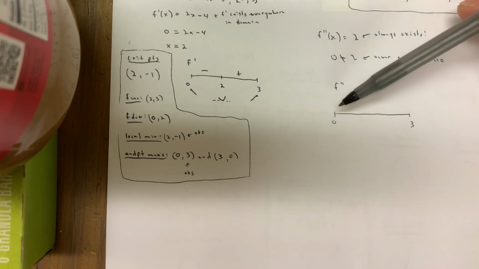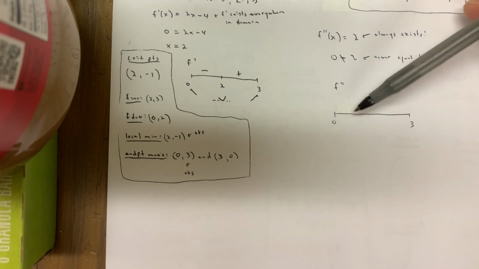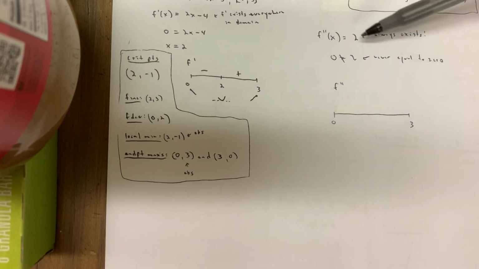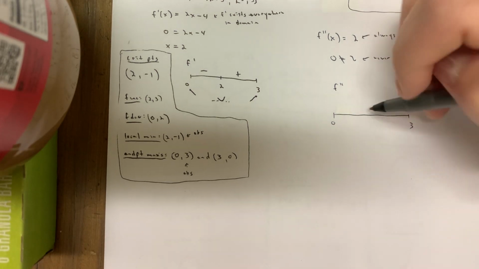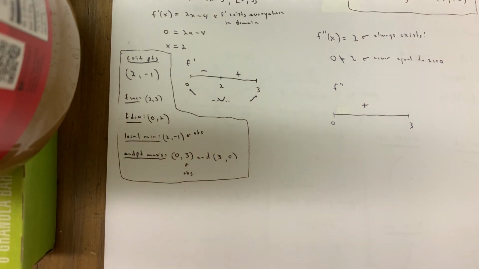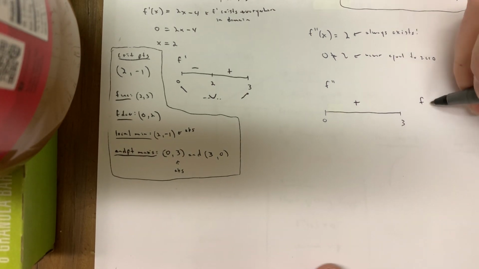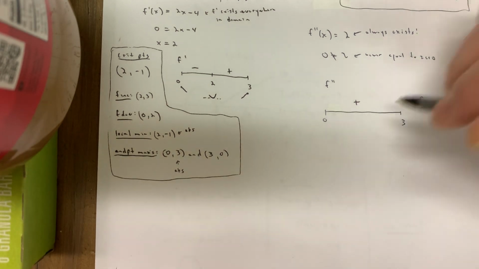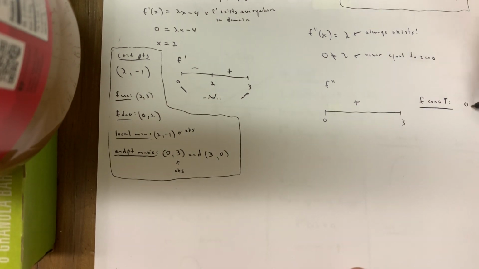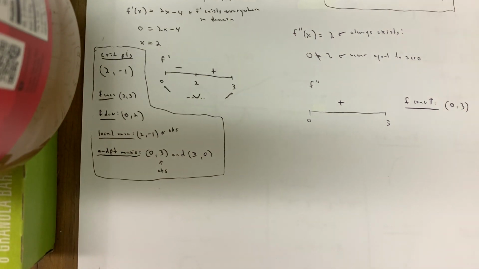So you could really plug any number between 0 and 3 into f double prime. I don't care what you plug in. It's always positive 2. You always get a positive back, which means that this function f is always going to be concave up. If you want to talk about f being concave up, don't say all reals, because it's from 0 to 3 here. We'll go interval notation. I never include the endpoints for concavity or for increasing and decreasing.